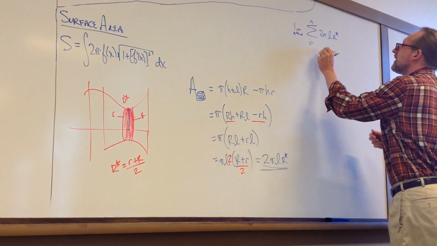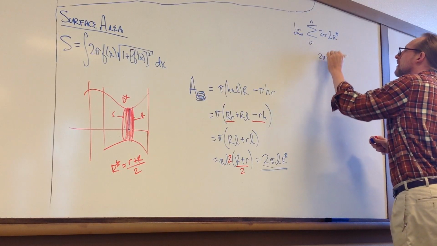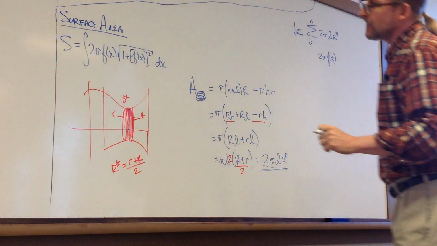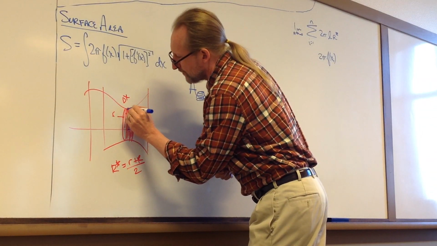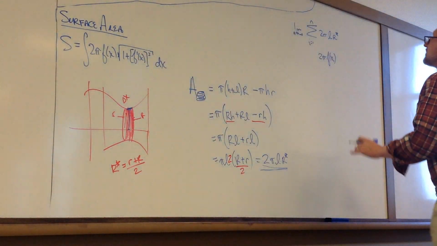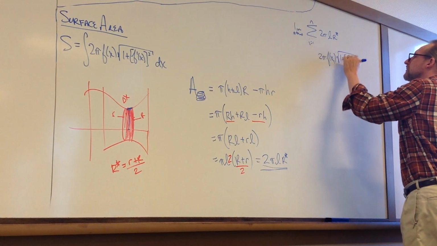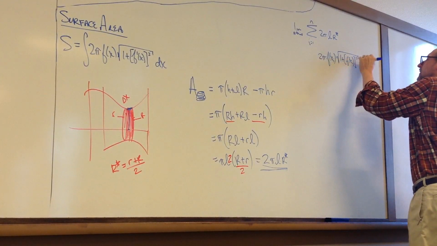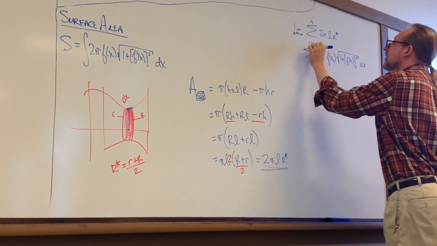So we can replace that. 2 pi, instead of r star, we're going to have f of x sub i. And then the L is that slant height. That's that distance right there, which is actually the arc length. That's why this piece comes in, because the arc length there is the square root of 1 plus f prime of x sub i, all squared, delta x. All right, there's our sum.